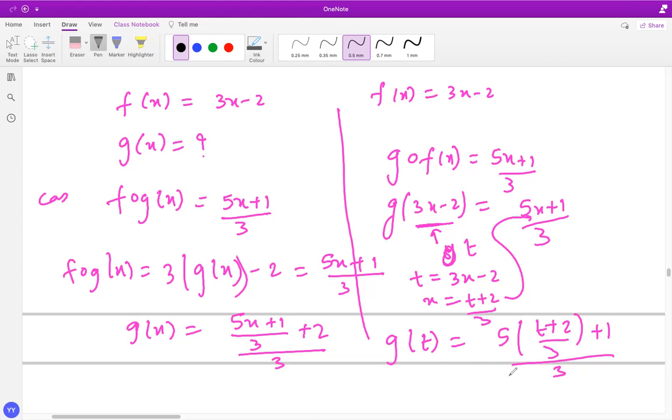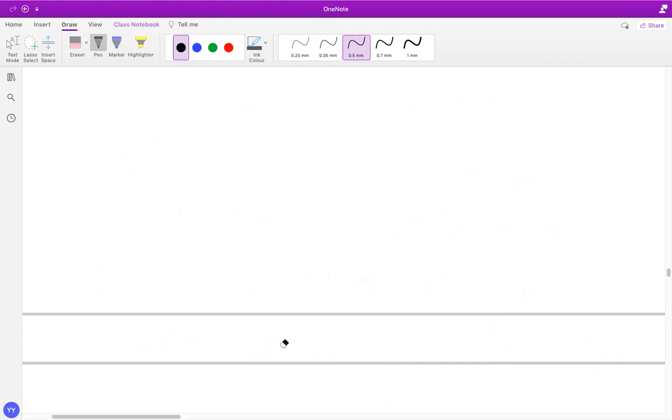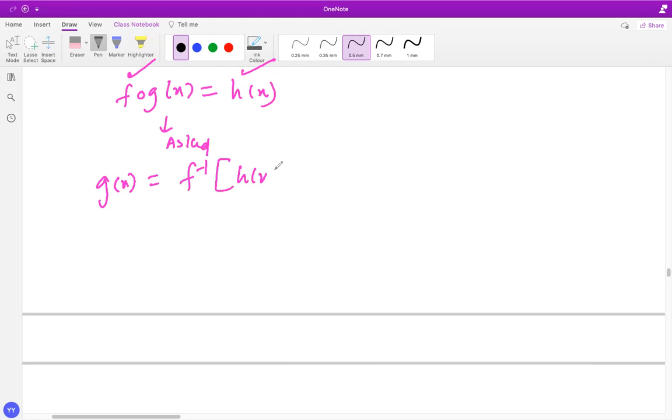I can give another alternative that you can follow straight away. I'm just going to clear this out. If you have been given, let's say, a function f of g of x equals h of x, now this you can remember as a rule. If you have been given the outer function, and you are being asked to find the inner one, g of x is straight away, remember, f inverse of h of x.